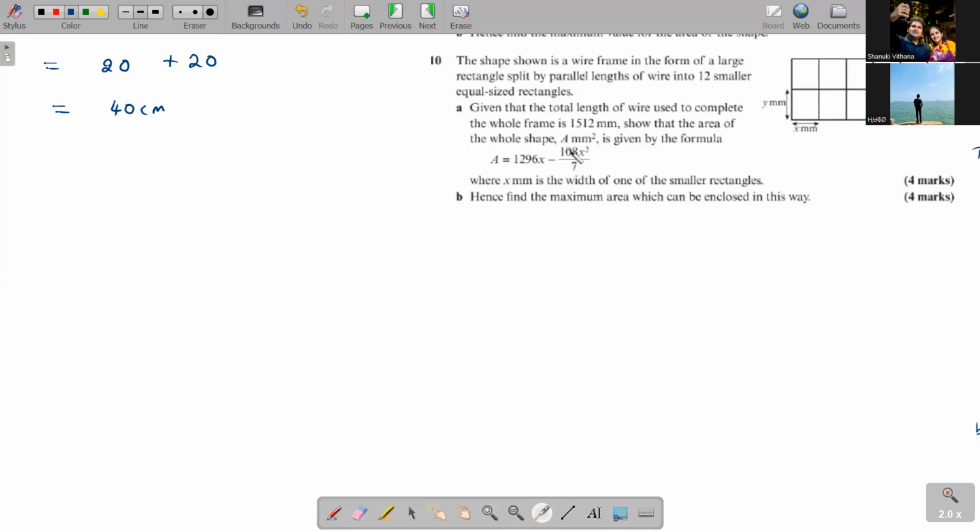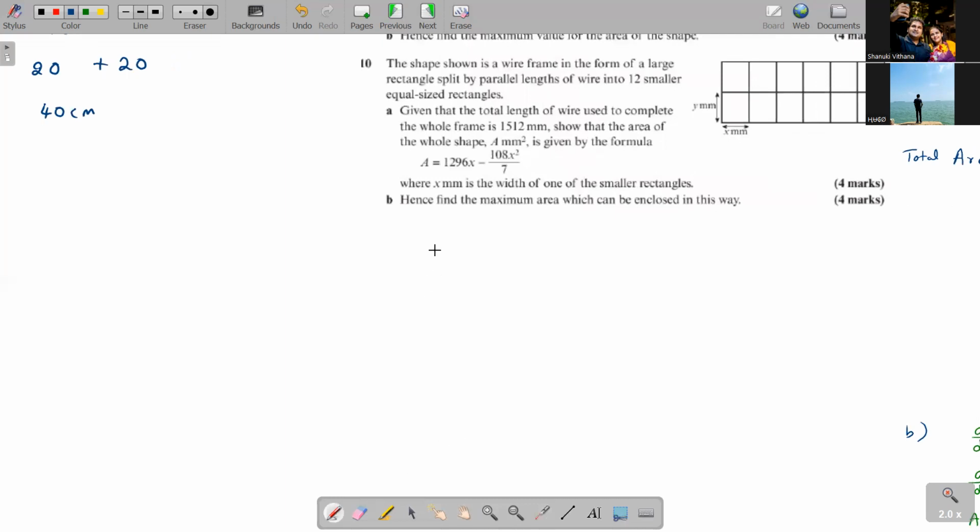Okay. So what are the two equations we need to build? One equation is for the length of the wire that they have used to build the frame. The other equation is for the area of this whole frame. Let's talk about the length of wire, not the perimeter, because perimeter will only refer to the outside borders. We are talking about the total length of wire used to build this whole thing, so total length of wire will include every single wire that goes in as well.